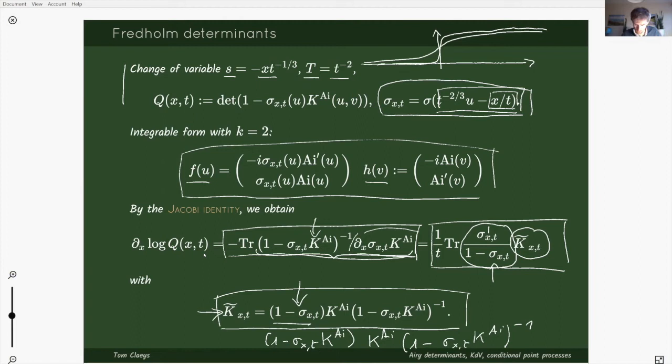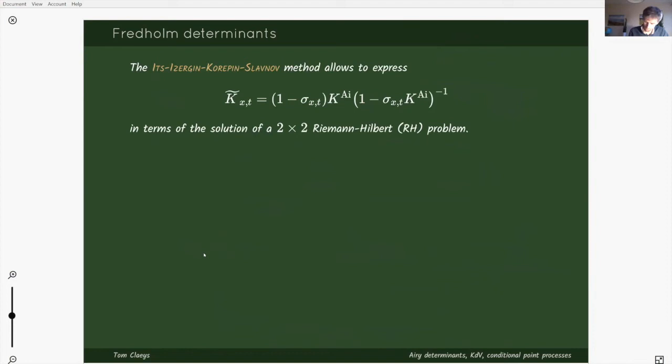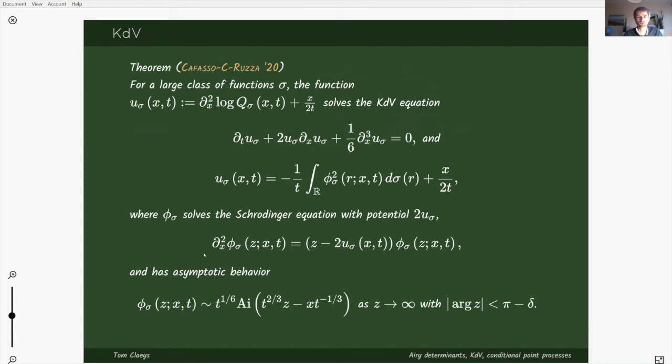All right, so this new kernel that we have, k tilde, we can express in terms of a 2x2 Riemann-Hilbert problem. I will not bother you with the details of this Riemann-Hilbert problem, but I will just state some of the results that we can derive using this Riemann-Hilbert representation. And so the first result gives some differential equations.